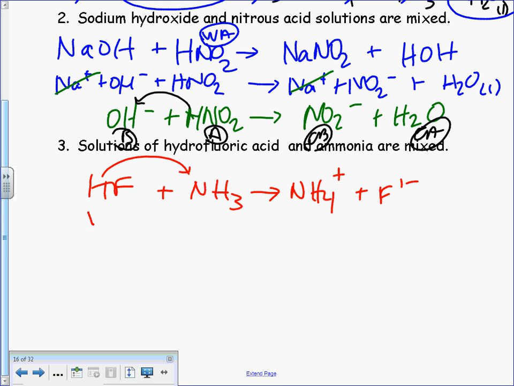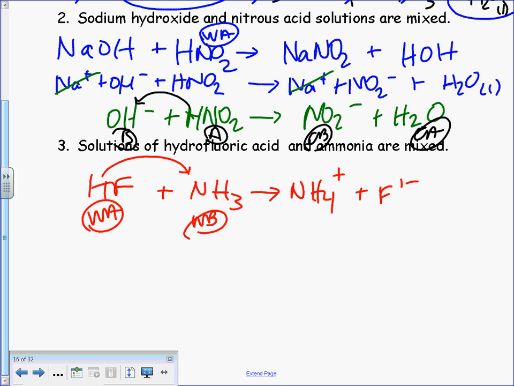This is a weak acid, you can't touch it. This is a weak base, can't touch it. This is the product. This is the NIE. Okay, there's no ionization needed to happen on the reactant side. So if it's either a weak base or a weak acid, you can't touch it. It's the weakness of it that indicates it does not ionize.